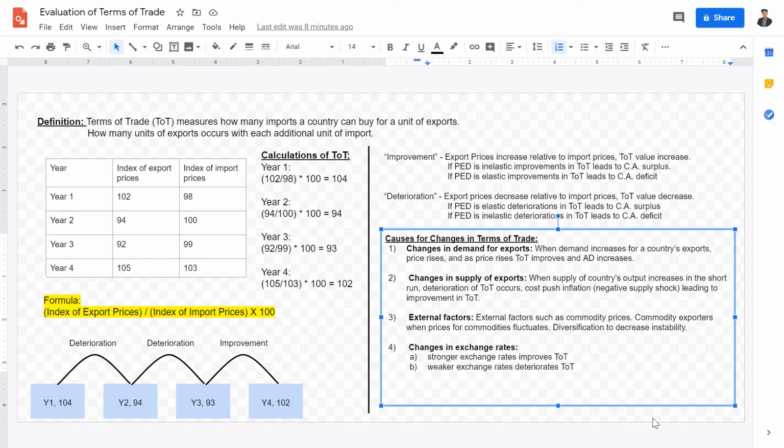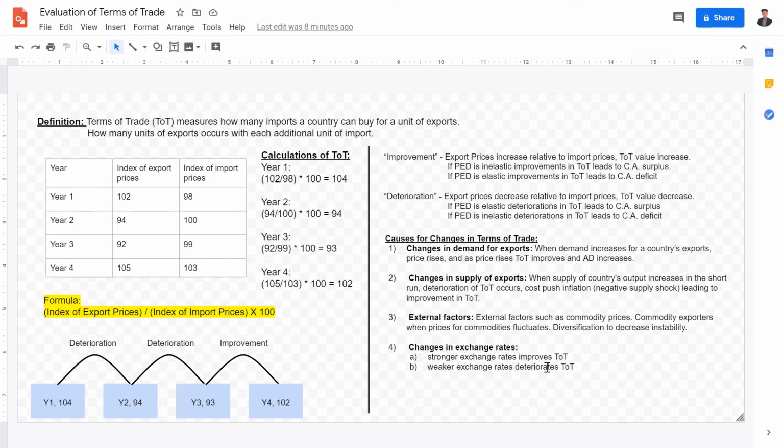Fourthly, changes in exchange rate is another major one. Stronger exchange rates will improve the terms of trade, while weaker exchange rates will deteriorate the terms of trade. Now, it's important to take note that improvements and deteriorations are not necessarily good or bad for the economy. We have talked about the Marshall-Lerner condition and the J-curve. It is all up to the price elasticity of demand to determine whether it is positive or negative for the current account surplus and deficit for the given economy.